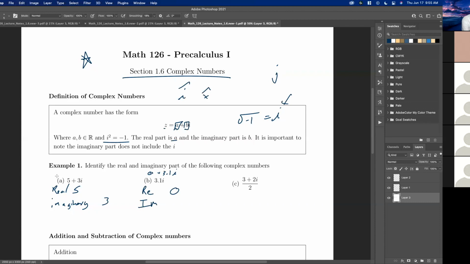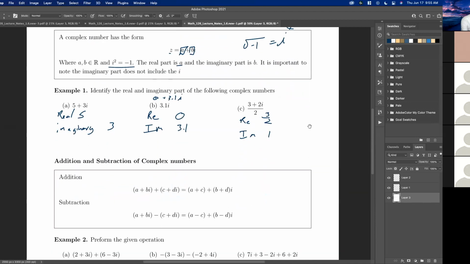So if you don't see the real part or the imaginary part, go ahead and just write it to be 0. The imaginary part here is 3.1. Again, it does not include the imaginary unit i. And if you see something like this, you're going to have to just do a little math. So the real part here is 3 halves, and the imaginary part here is 1, so 2 over 2.